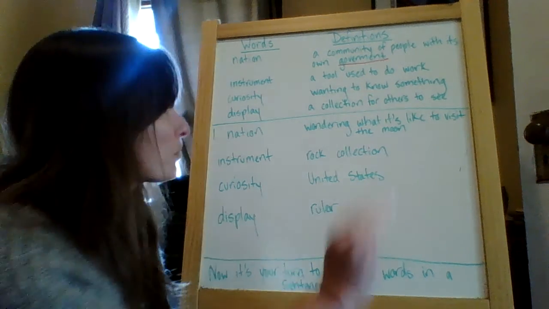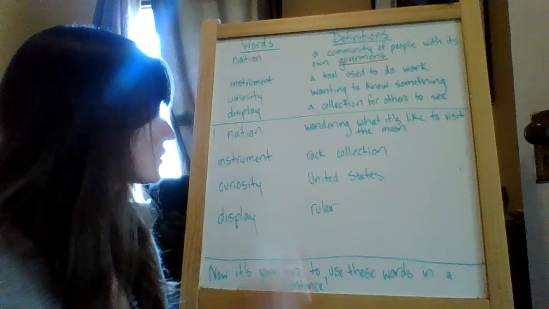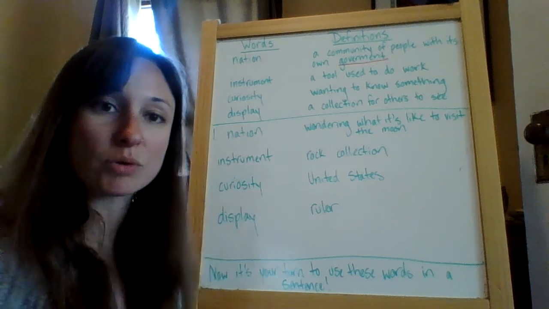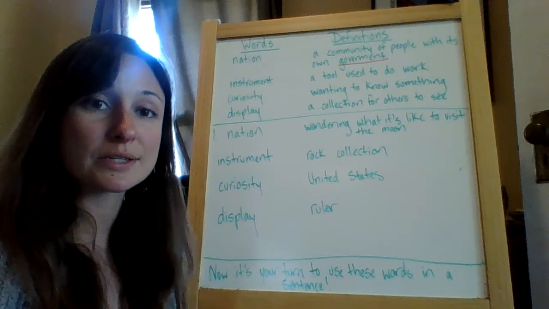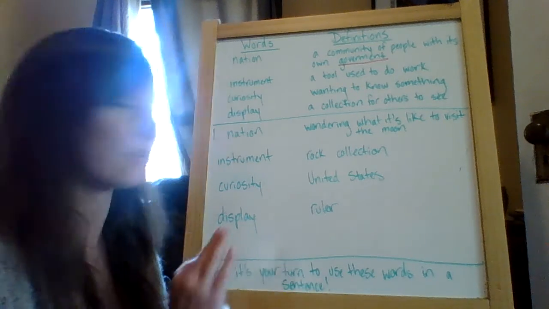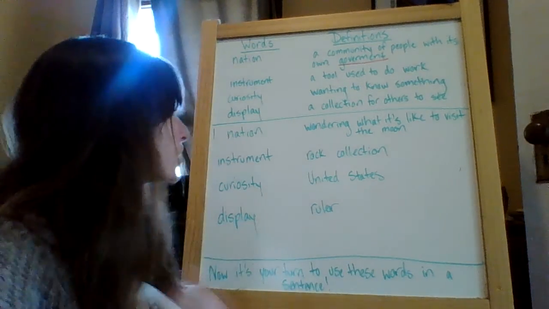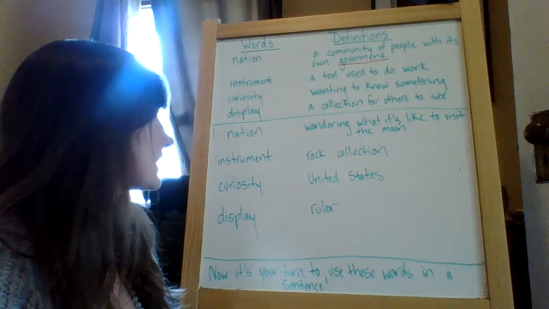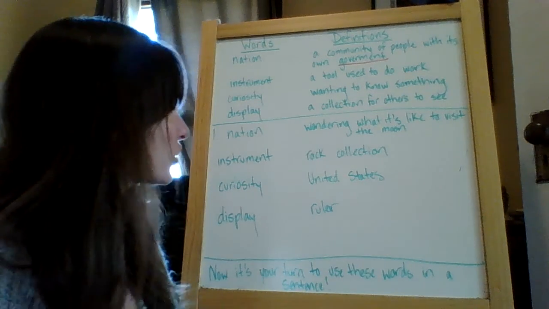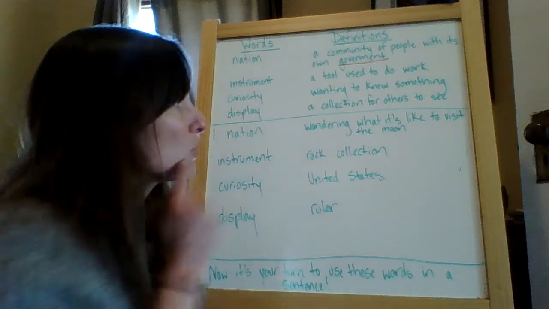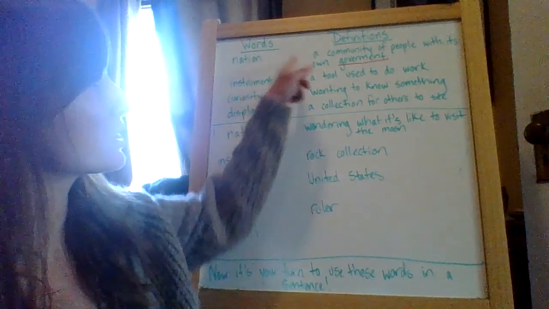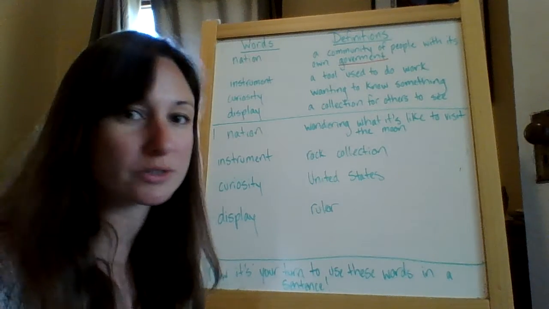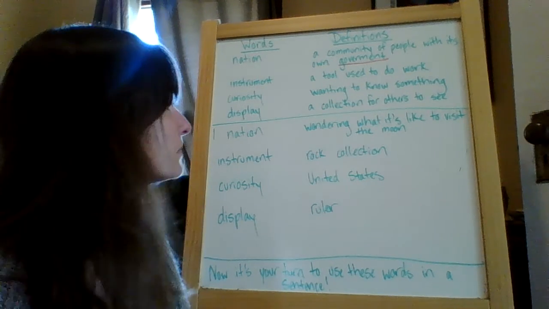So for number 1, what we're doing is we're taking those terms that we're working on and we're simply pairing it with the correct, not necessarily definition, but example. So the first one we're working on is nation. So is nation wondering what it's like to visit the moon? No, nation is a community of people with its own government. So that's not an example of nation.